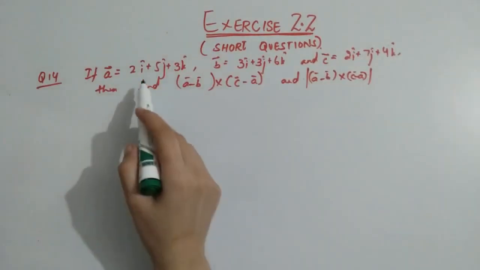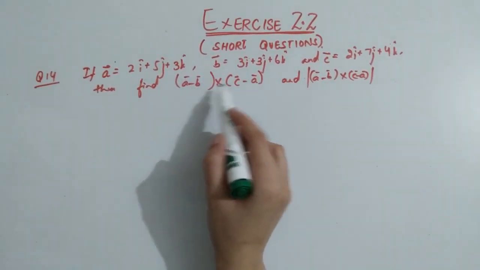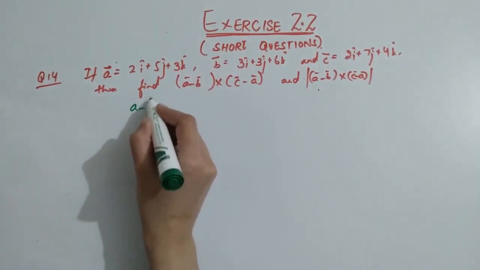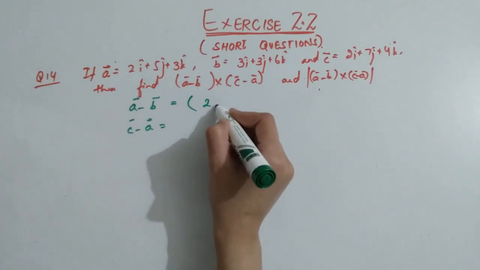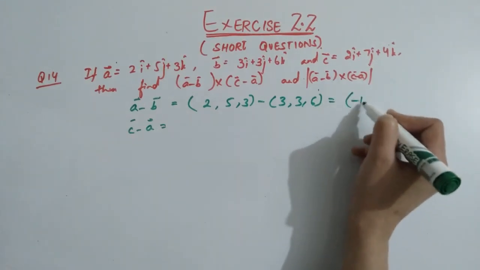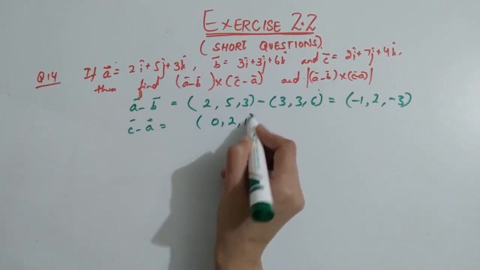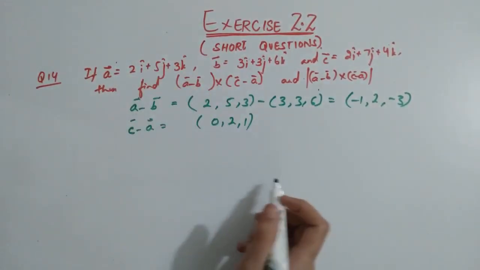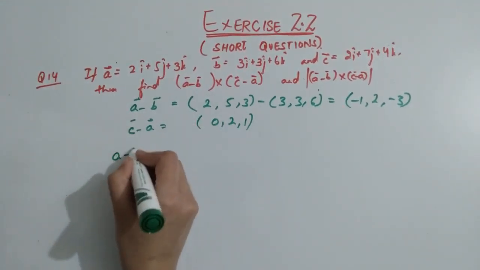In question number 14 you are given three vectors A, B and C, and you have to find the cross product of A minus B and C minus A, and also the magnitude of (A minus B) cross (C minus A). So first you have to find A minus B and C minus A. Writing their values, A is (2, 5, 3) and B is (3, 3, 6). After solving you will get A minus B as (-1, 2, -3), and C minus A is (0, 2, 1). You can try it yourself after subtracting A from C, sorry. So this is (0, 2, 1) and this is (-1, 2, -3), and now you have to take the cross product between the two.